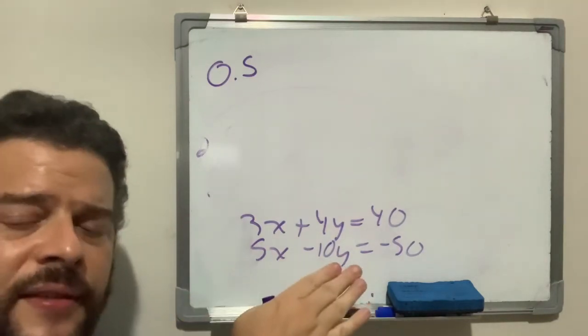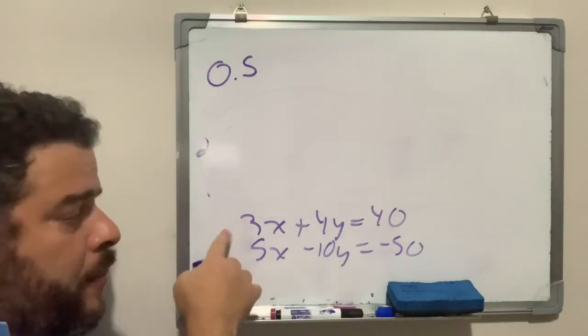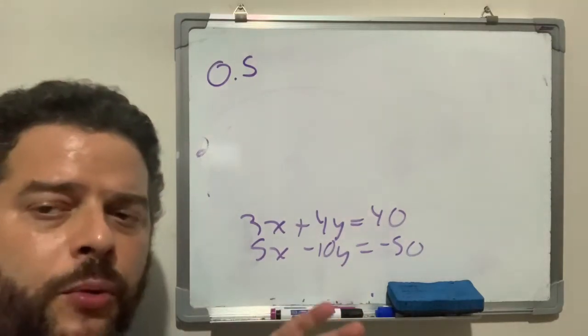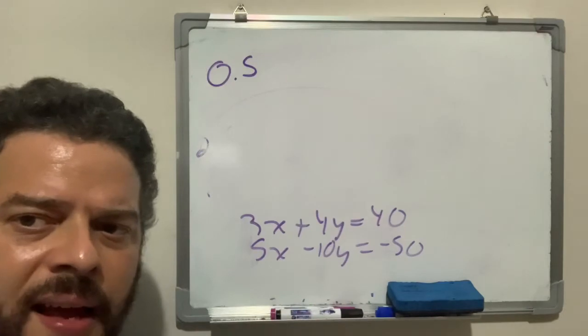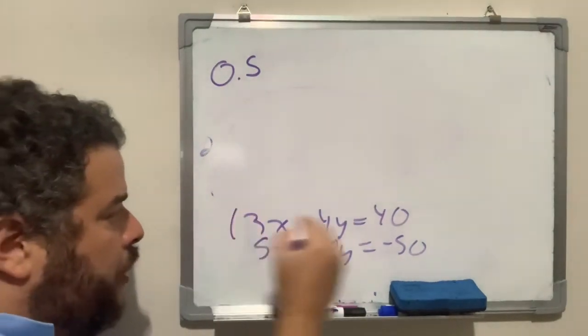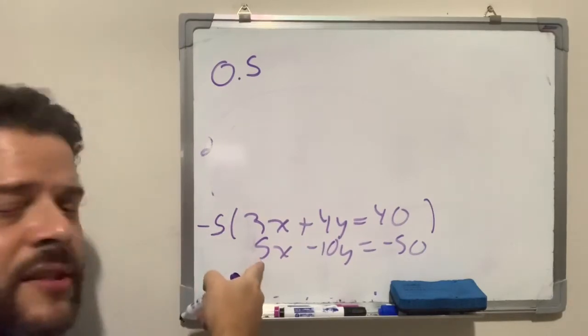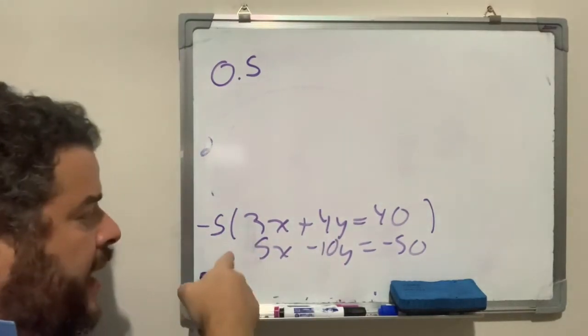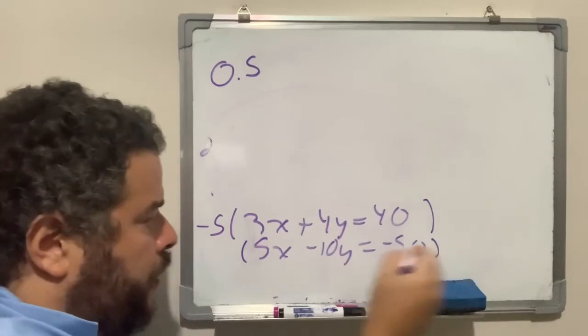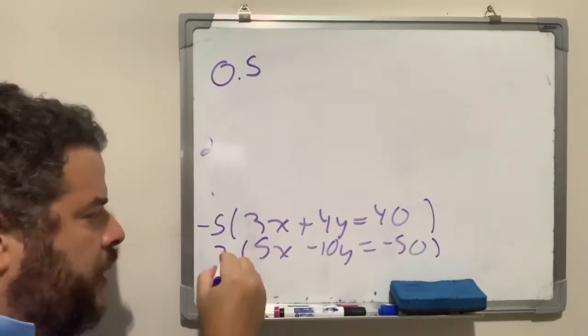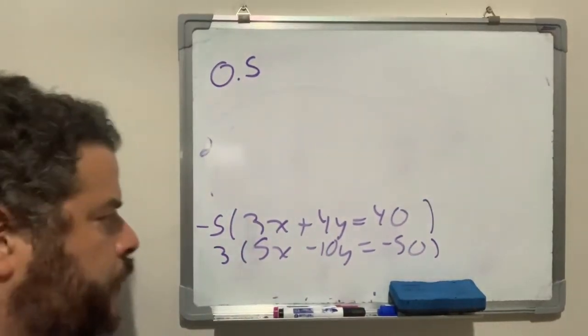That's going to guarantee that when you multiply this number by this number, you end up with two equal numbers with different signs. For example, I'm going to multiply the top equation by negative 5, which is this number with its sign changed. I'm going to multiply the bottom equation by this number. Let's see what happens now.